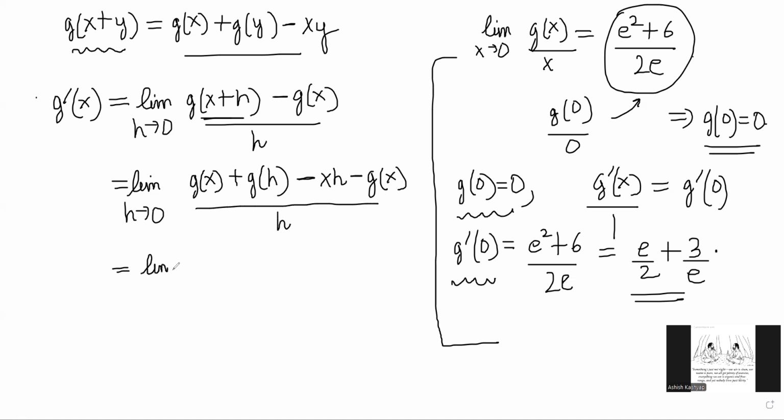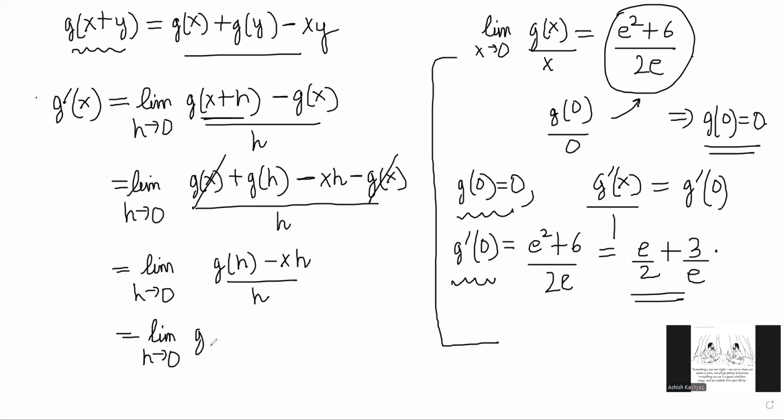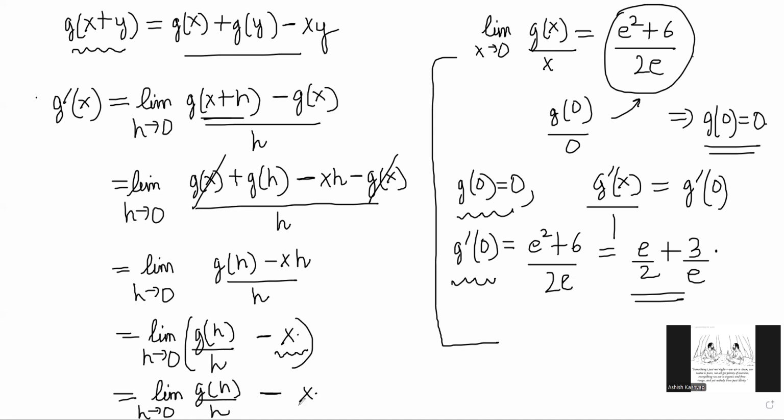So notice this is becoming limit h tends to 0. g of x gets cancelled and we have g of h minus xh divided by h, right? So this is becoming limit of h tends to 0, g of h by h minus x, right? And this x doesn't even have an h term, so that can come out of the limit, right? So you are getting simply limit of h tends to 0, g of h by h minus x, right?